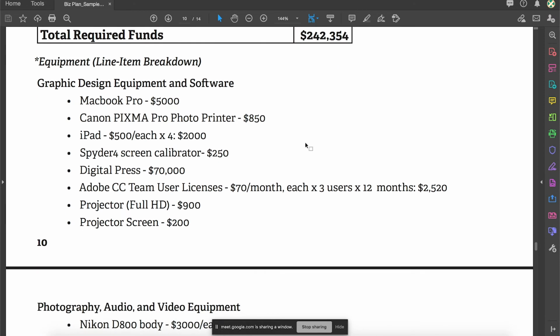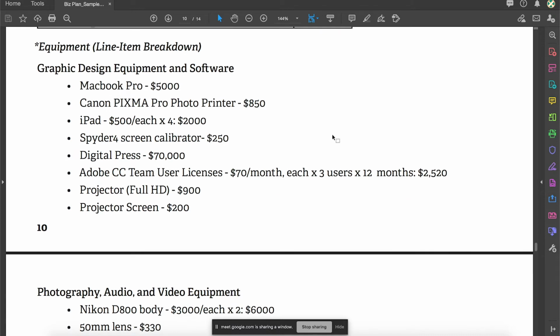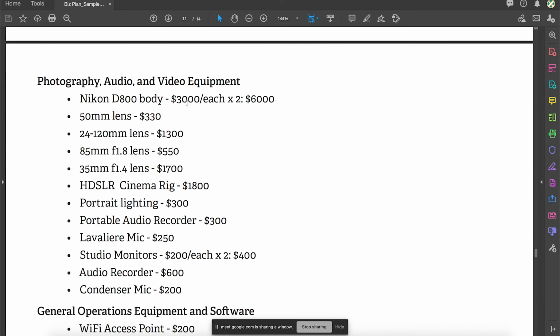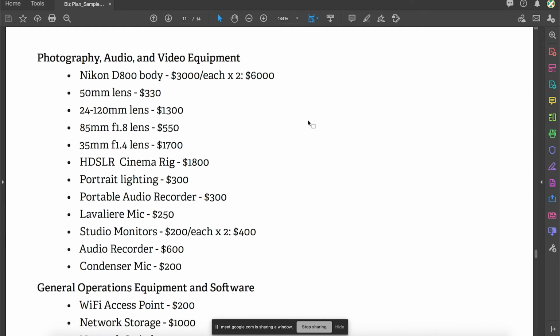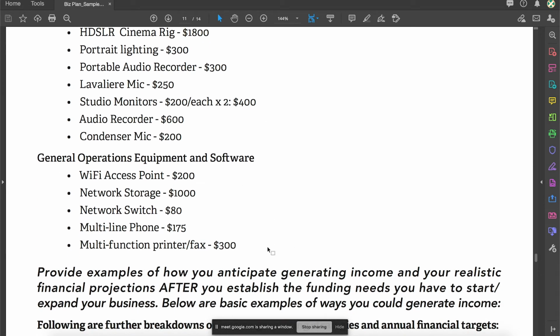So if you're a graphic designer, or if you know that you need the graphic design equipment and you know that you have a small staff that's working with you, these are some of the things that you might need. Same if you're going to be a photographer or a vlogger or a podcast creator. These are some of the things that you might need if you're going to be doing those things. And then these are the most basic, like office type equipment things that you'll probably need too.